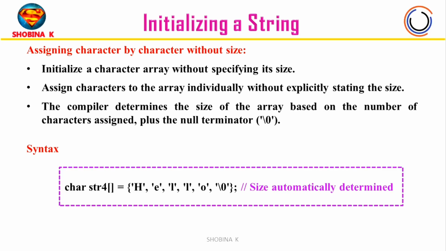And finally, we have assigning character by character without size. This method is similar to the previous method. Here we let the compiler determine the size of the array based on the number of characters assigned. Look at the syntax. An array named str4 is declared without specifying its size. The size of the array is automatically determined by the number of elements in the initialization list. Here the initialization list contains 6 elements, which are H, E, L, L, O and the null terminator. Therefore, the compiler determines the size of str4 to be 6.